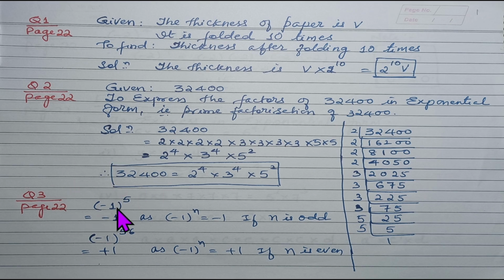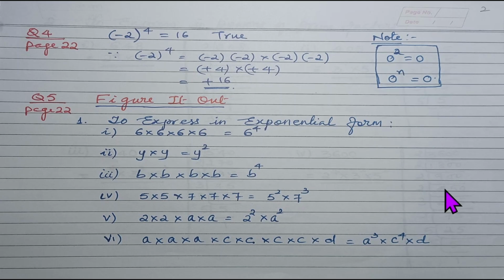Now question number 3 is, what is the value of minus 1 raised to 5? Please remember, when minus 1 is raised to n, and if n is odd, then the answer is minus 1. If n is even, then it is plus 1. Here 5 is odd, therefore the value of minus 1 raised to 5 is minus 1, and 56 is even, therefore minus 1 raised to 56 will be plus 1.